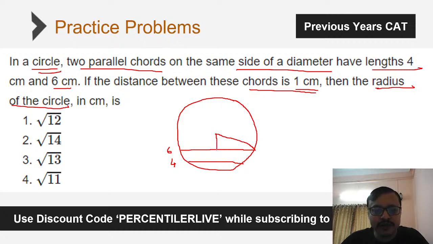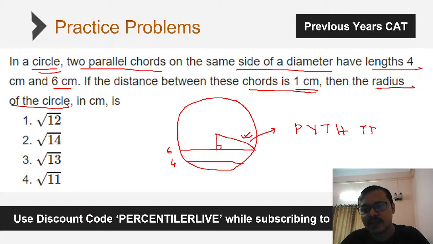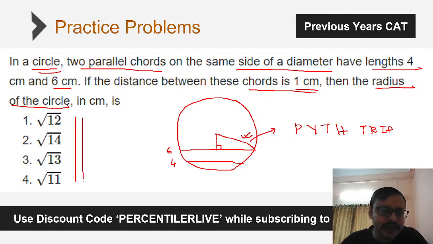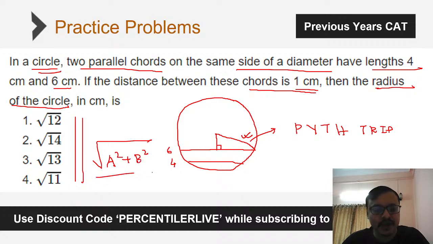Which means what? For any circle, the radius of the circle, that is this, must be a hypotenuse of a Pythagorean triplet. So all you need to do is check which of these options is of the form root over a square plus b square. Whichever option is of the form root over a square plus b square, that is the hypotenuse of a Pythagorean triplet, mark that as your answer.